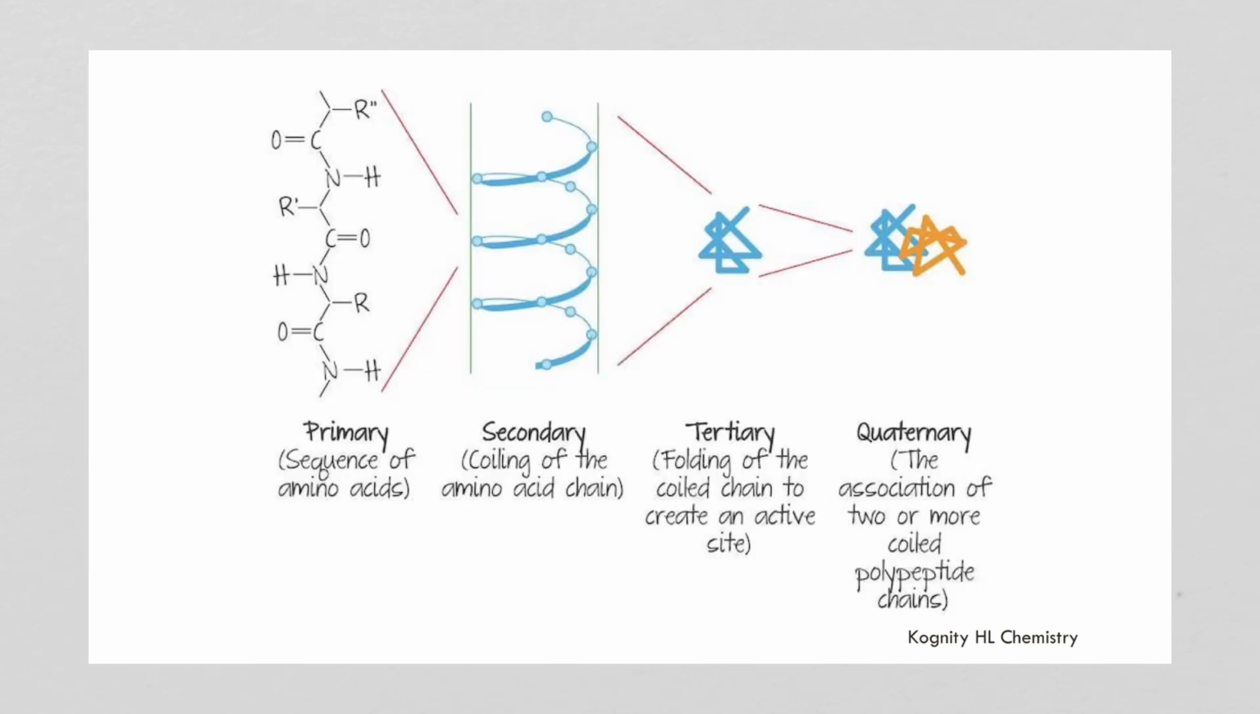And this is a final recap of the 4 levels of structure. Primary is just the sequence of amino acids. Secondary is coiling or folding into alpha helices or beta sheets. Tertiary is folding it up into its 3D structure, where the side chains are interacting with one another. And then quaternary structure is when 2 or more of those coiled polypeptides interact and hydrogen bond together.